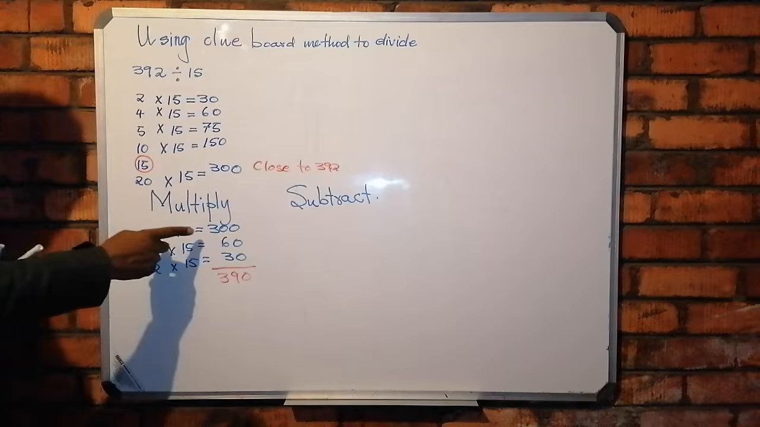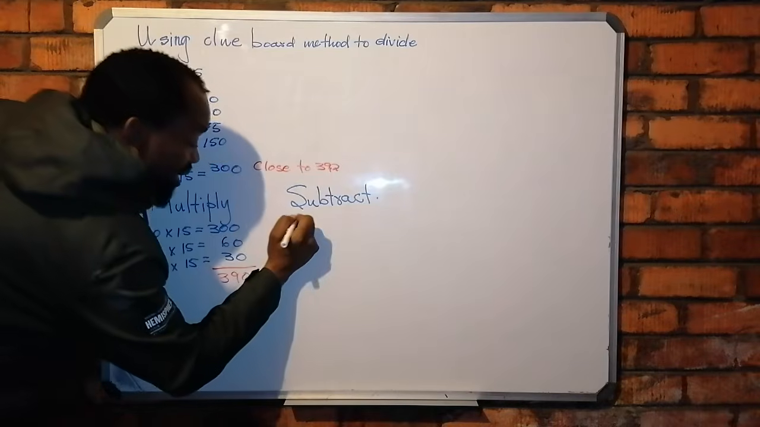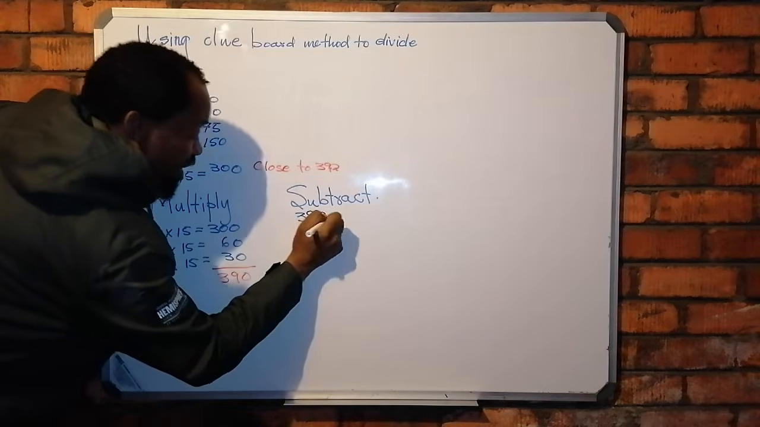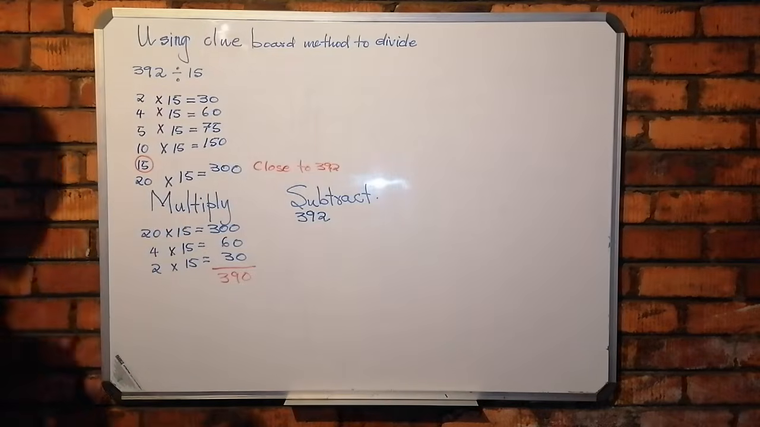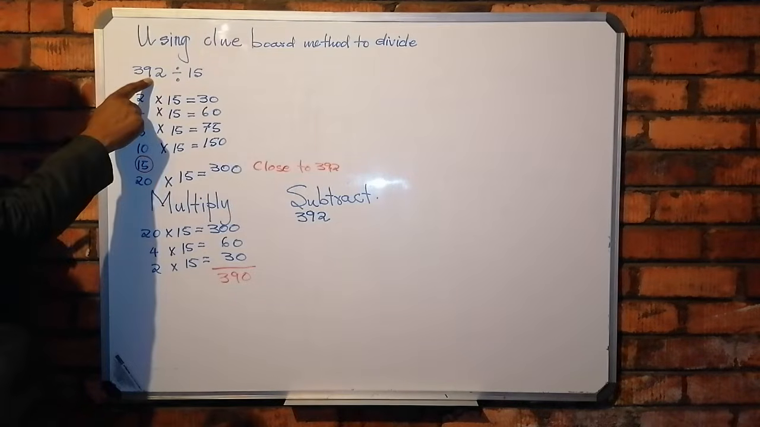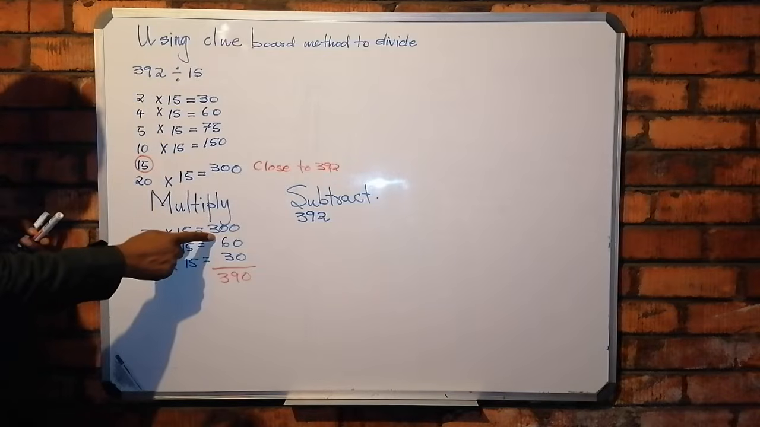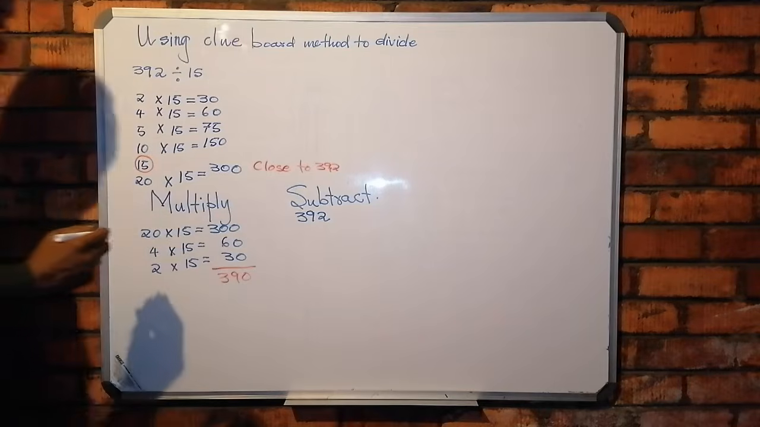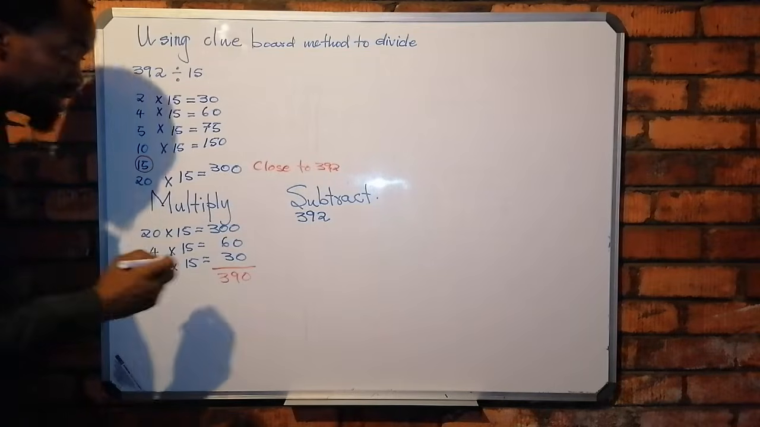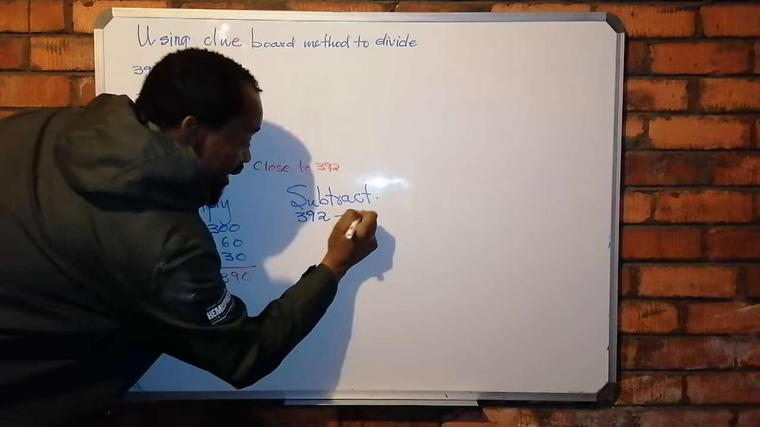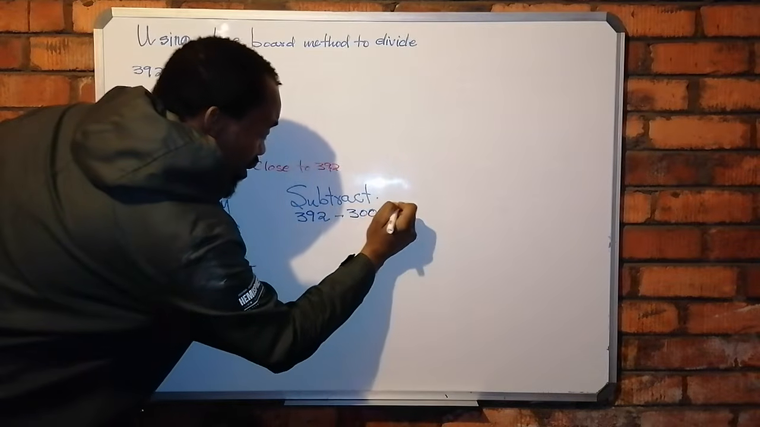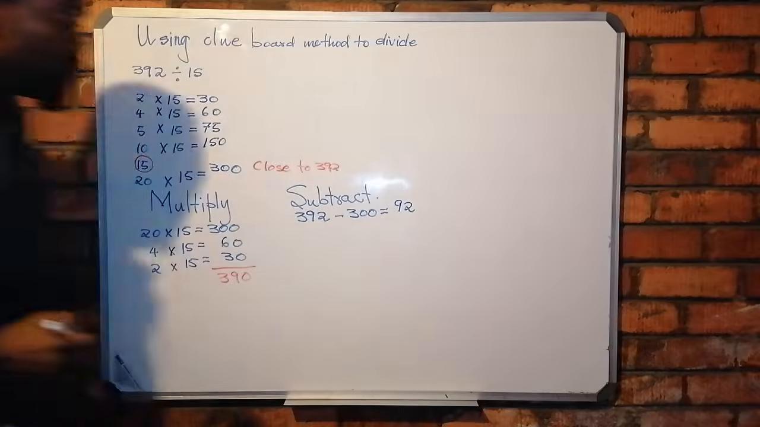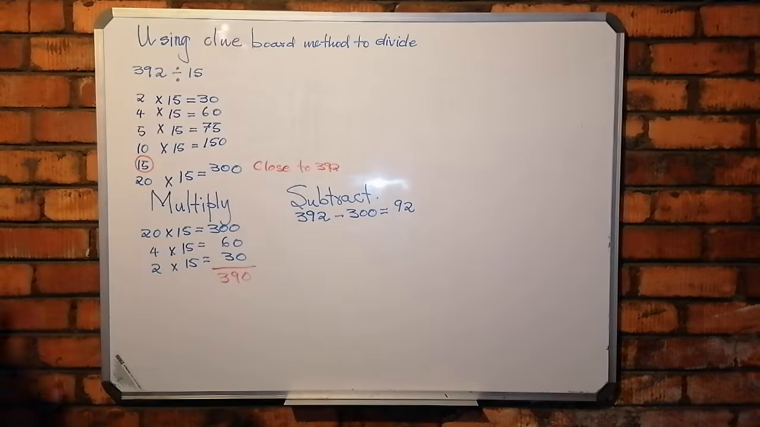Subtraction now, what do we do? We take 392 that we were given. We say, what is 392 less this? We want to see the difference. How far are we from 392 with 300? It will be 392 less 300, which is 92. We are 92 far from 392 if we are at 300.